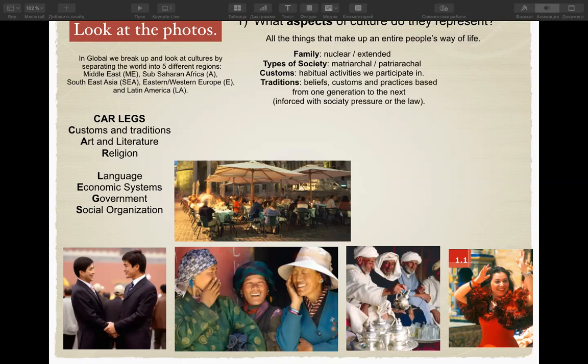As for the customs and traditions, customs are habitual activities we participate in. Это привычные действия, в которых мы участвуем, обычаи. Traditions, традиции, are beliefs, customs and practices passed from one generation to the next. Это верования, обычаи и практики, которые передаются из одного поколения в другое. Enforced with social pressure or the law, которые внедряются либо со стороны общества, либо закона. So, family, types of society, customs, traditions.